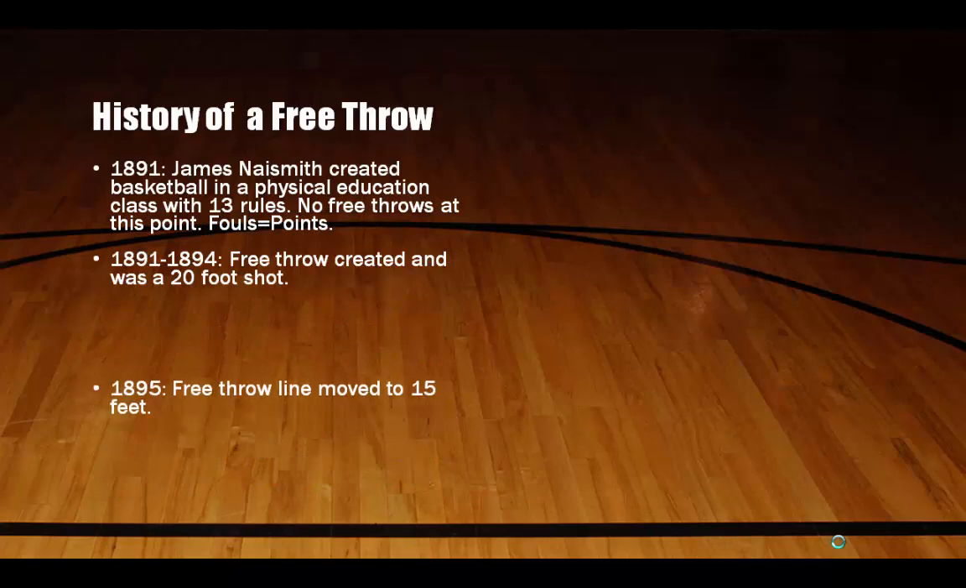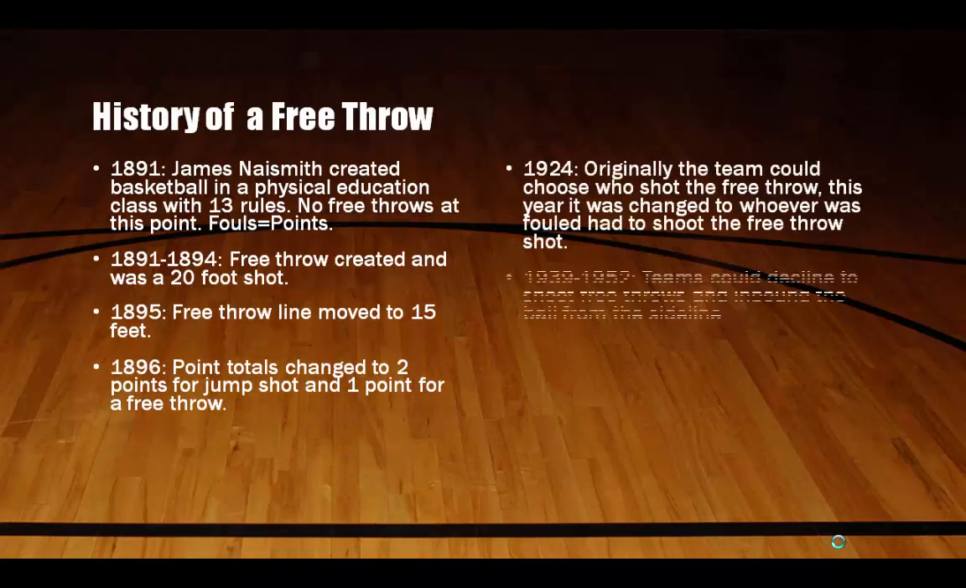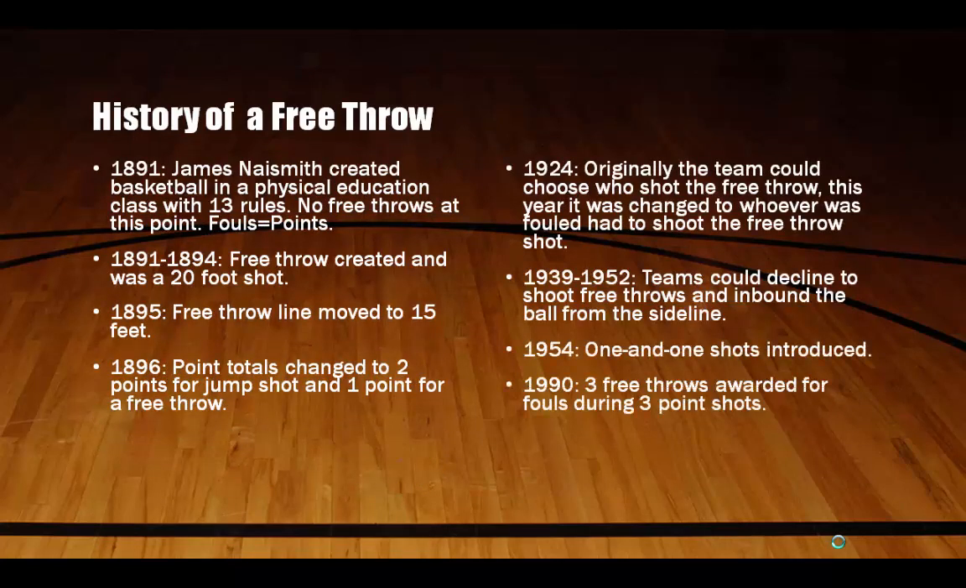It is important to understand the history of a free throw in an effort to understand the purpose and success of a free throw. In 1891, James Naismith created basketball in a physical education class with approximately 13 rules. At this point, there were no free throws, and fouls just equaled points. In between 1891 and 1894, a free throw was created at a 20-foot shot area.